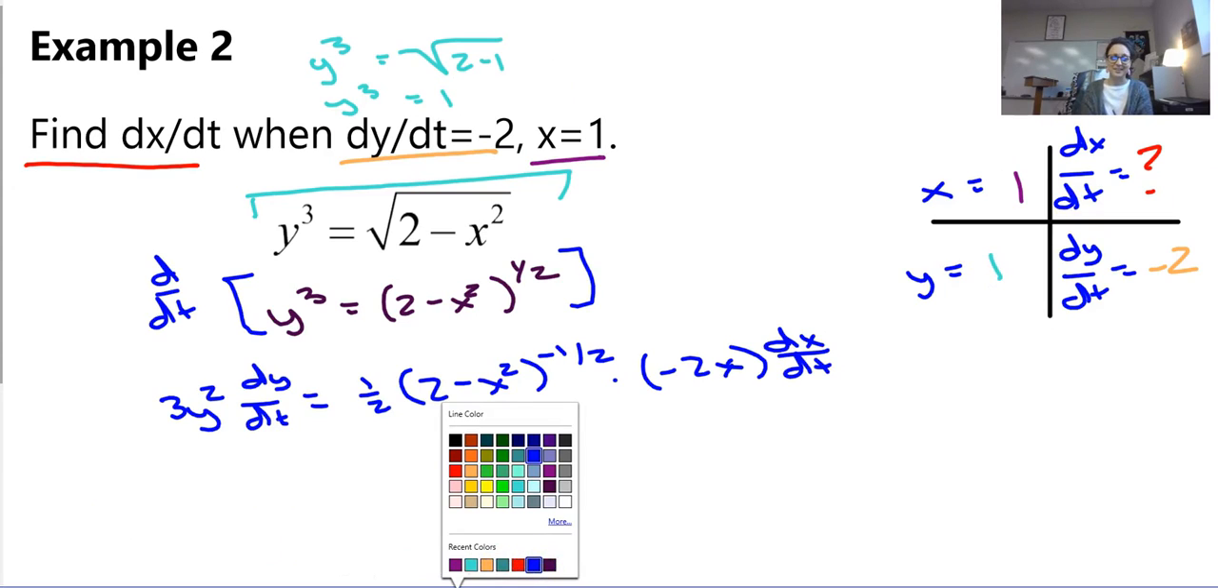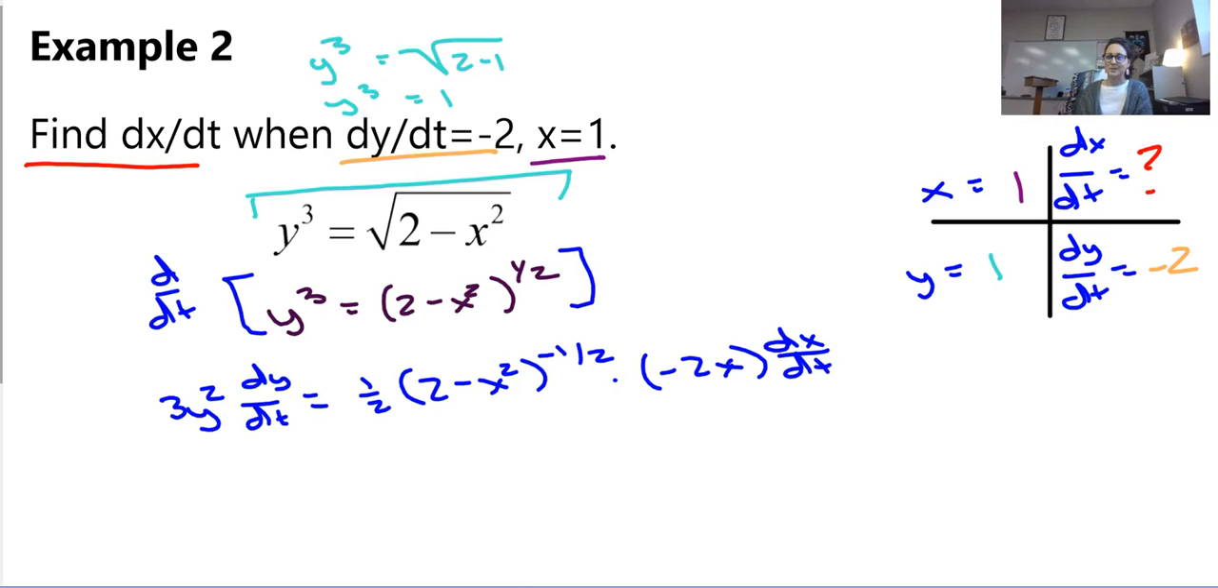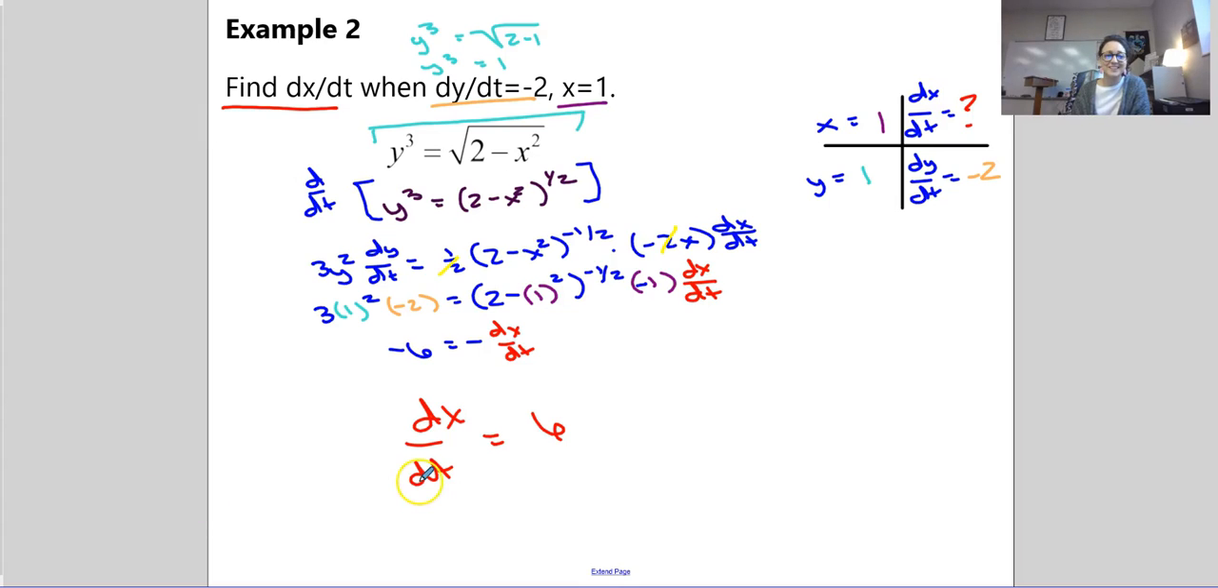I'll let you plug in and solve for dx/dt, and then you can check your answer with mine. I'm getting dx/dt is 6. A couple of things to notice. You had a factor of 1/2 and 2, so if you want you could cancel those out to make your arithmetic a little bit easier. Just don't lose this negative here.